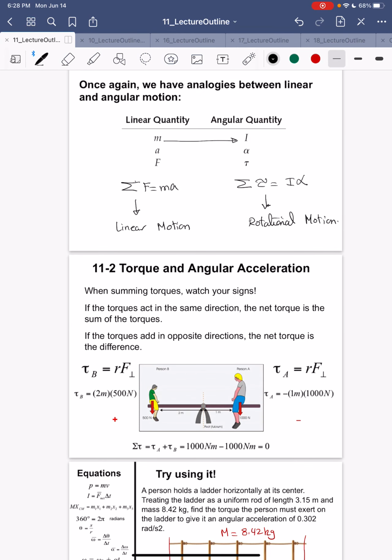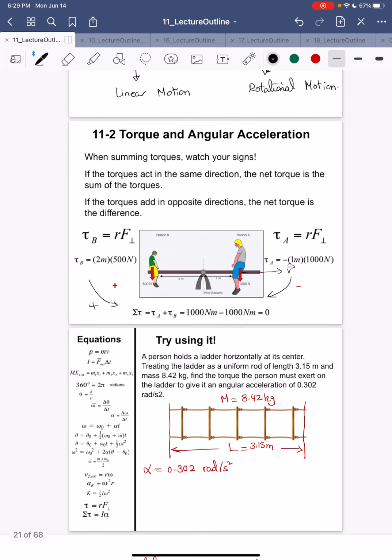When summing torques, watch your signs, because these are very important. If the torques are in the same direction, then the net torque is going to add. If they are in opposite directions, then you will have subtraction. Here I can say this torque is negative, and that one is going to be positive. When they are equal in magnitude but opposite in direction, they're going to cancel each other.